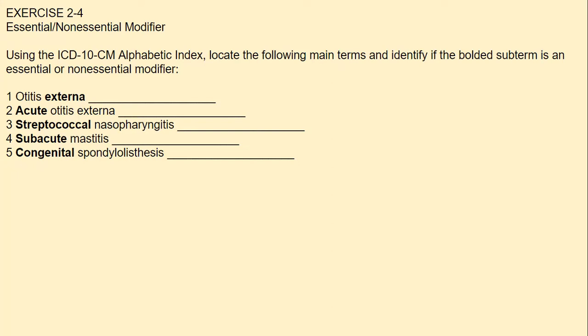Okay, streptococcal nasopharyngitis. Is streptococcal essential or non-essential? And you may want to look in your ICD-10. So I'm going to look up streptococcal in the index in the front.